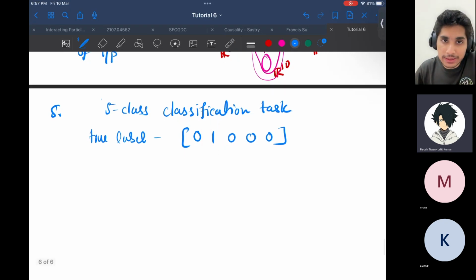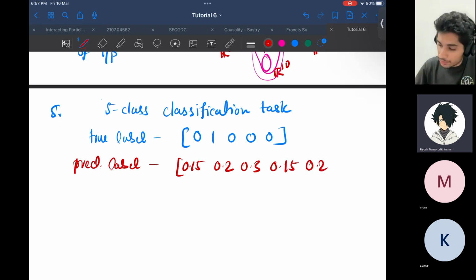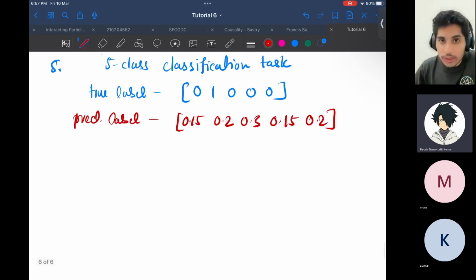While the predictions by the neural network are, what is the predicted label? So it is 0.15, 0.2, 0.3, 0.15, and 0.2. This is what it is. What should be the value of cross entropy for this example? So we are just asked to calculate the cross entropy loss.